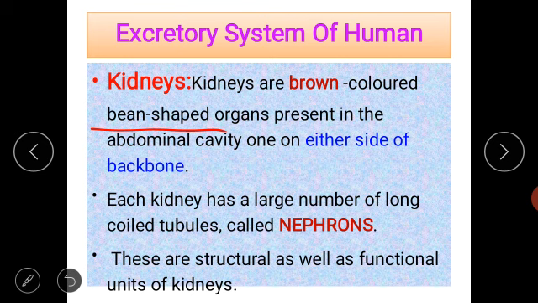Each kidney has a large number of long coiled tubules called nephrons. They are coiled tube-like structures called nephrons, and the nephron is the structural and functional unit of the kidney, which actually carries out the filtration of waste from the blood.